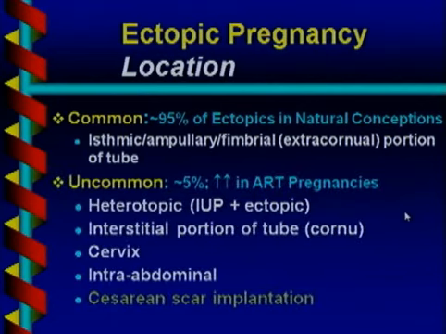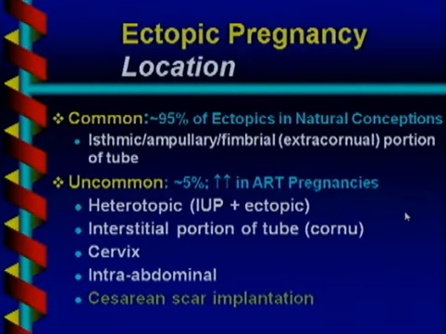The other 5% of ectopics, although a higher percentage of ectopics in pregnancies achieved via assisted reproductive technologies such as in vitro fertilization, about 5% occur in uncommon locations, including heterotopic pregnancies, which is a combination of an intrauterine pregnancy and a simultaneous ectopic pregnancy.